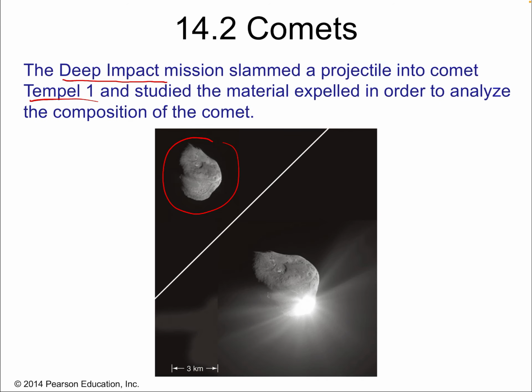You might be like, wait, are we talking about asteroids or comets? Because this is a comet. The Deep Impact experiment took place far enough out from the sun that this comet had not developed a tail yet. Okay, and that was desirable for the particular science that they wanted to do in this mission.